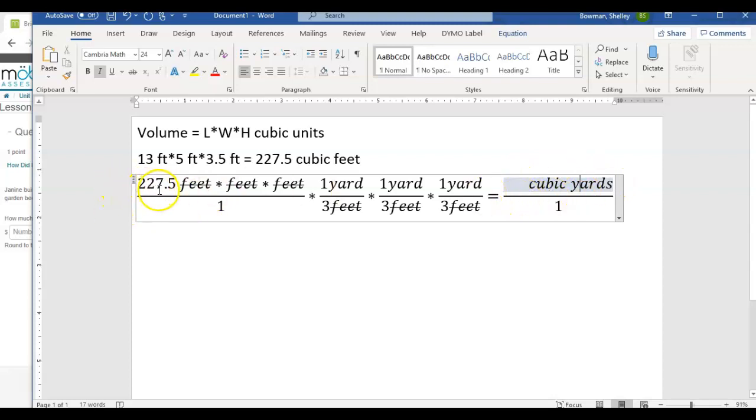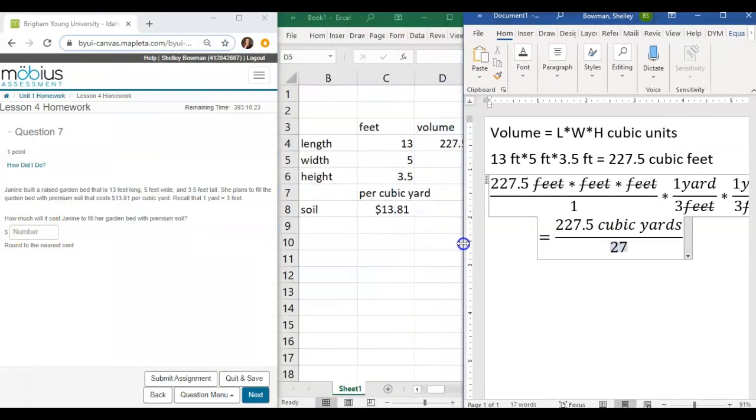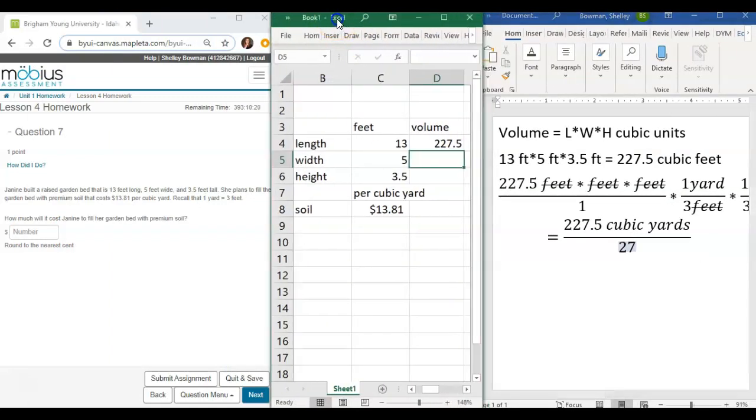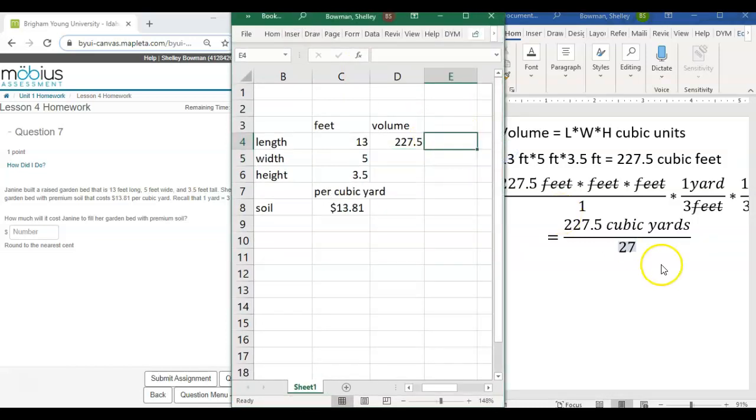So I have 227.5 times 1 times 1 times 1, which is just 227.5. Then I have 3 times 3 times 3, and there's no units down here, so it's just 3 times 3 times 3. 3 times 3 is 9, 9 times 3 is 27, or 3 cubed is 27, however you want to think of that. Now we're going to shrink this down just a little bit so I can get back to Excel, and I can finish the conversion here by dividing my 227.5 by 27 to get how many cubic yards. So it'll simplify my fraction here.